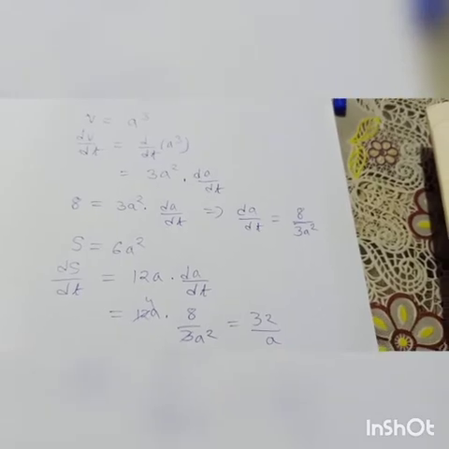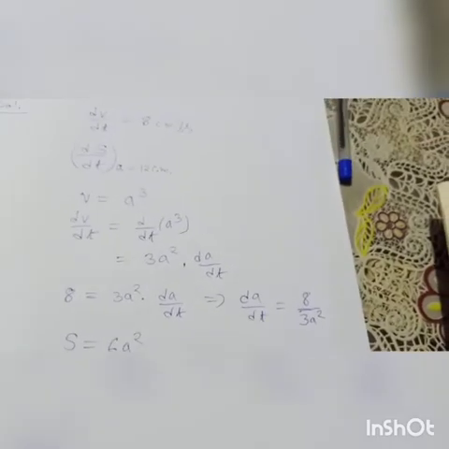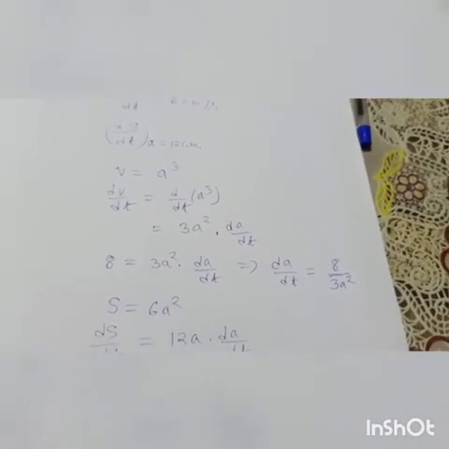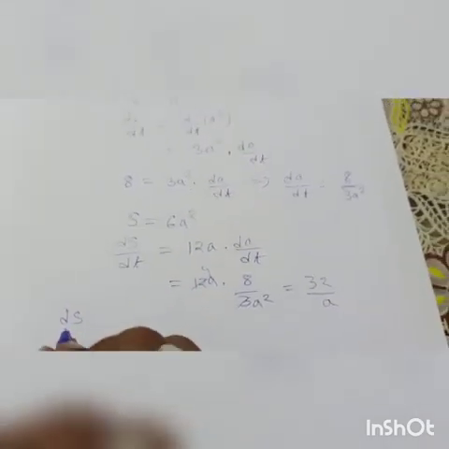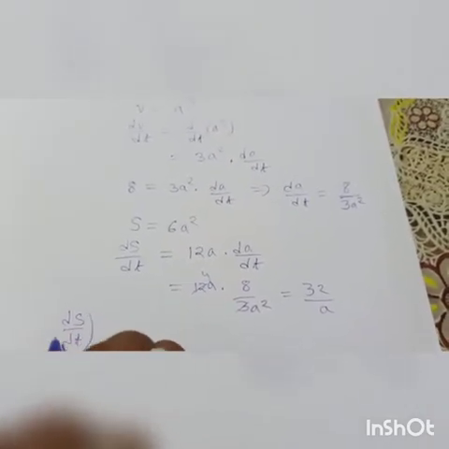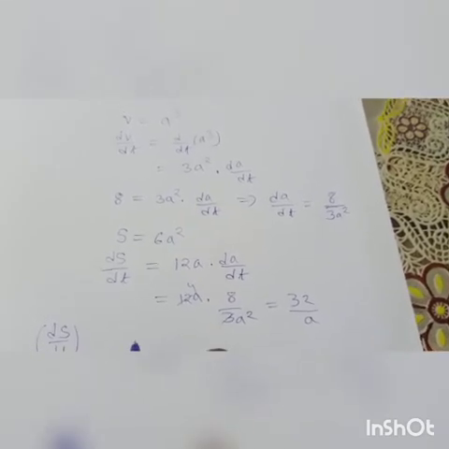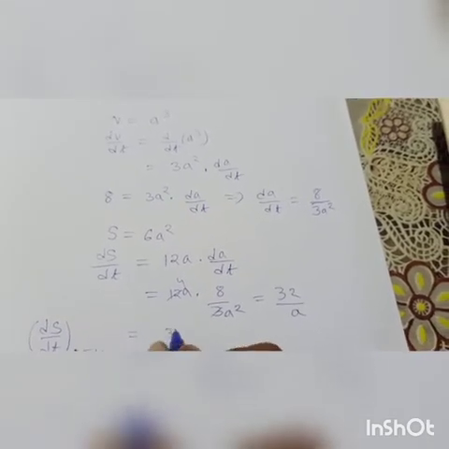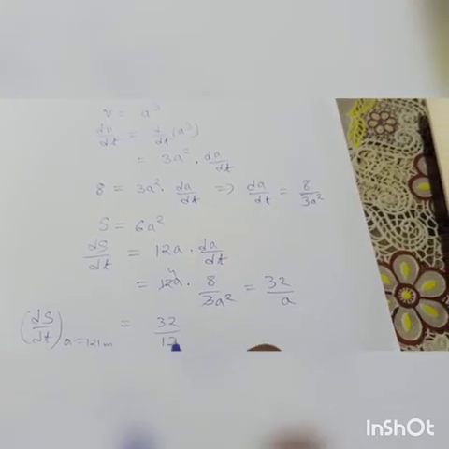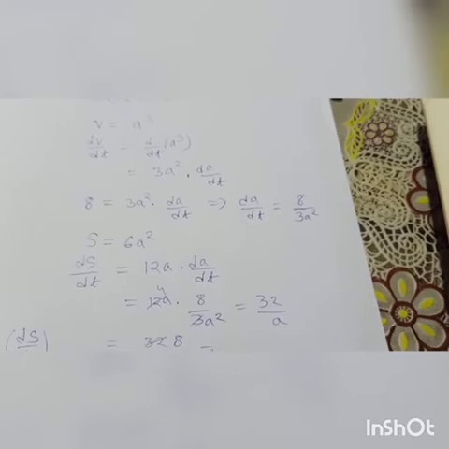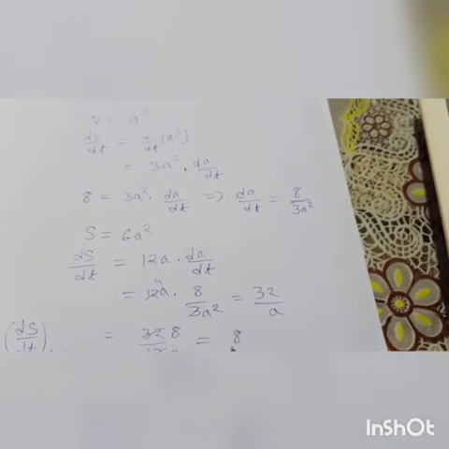and we have given the particular value of a. Particular value of a, that is edge, is 12 centimeter. So we can put a equal to 12. So dS by dt when a equal to 12 centimeter, is equals to 32 by 12. This comes out as 8 by 3.